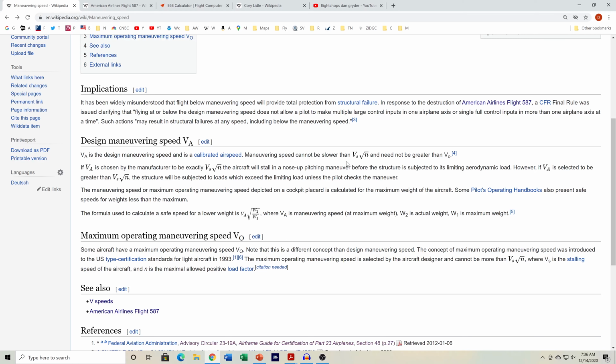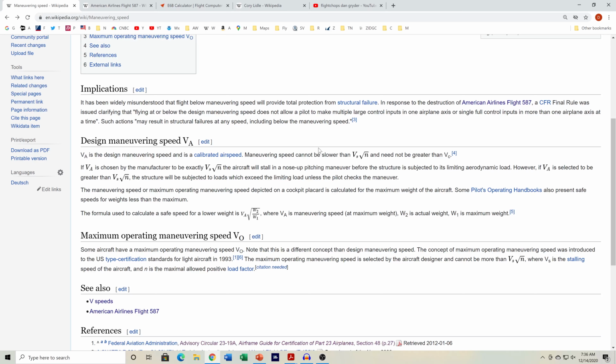Maneuvering speed cannot be slower than VS times the square root of N. It does talk down here. VS is just stall speed. N is the maximum allowed positive load factor. Officially 3.8 for normal category aircraft, officially 4.4 for utility category aircraft. I'm going to simplify it, just call it essentially 4. So even though I'm not technically correct, if N is typically going to be 4 for general aviation aircraft, the square root of that is 2. So effectively, maneuvering speed cannot be slower than twice the stall speed, and need not be greater than the design cruise speed. Again, I'm not so concerned with that.